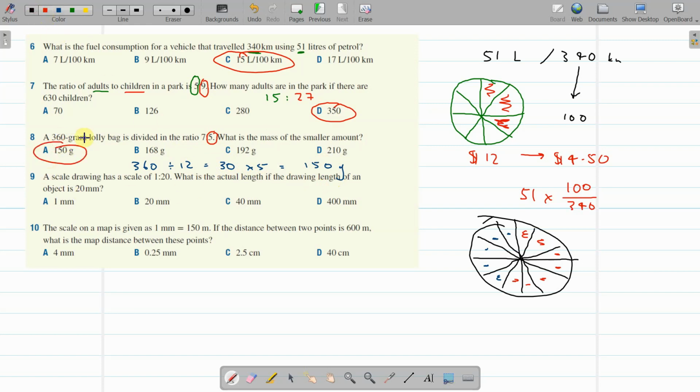Okay, next one. A scale drawing has a scale of 1 to 20. So on the map it's 1, in real life it's 20. What's the actual length? So actual is in real life. If the drawing length on the object is 20, so on the map it's 20 millimetres, what is it in real life? Well, it has to be 20 times that, which is 400. So what's 20 millimetres on the map is 400 millimetres in real life.